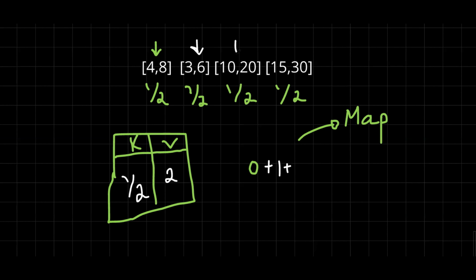Now we are currently at this position, which has the elements 10 and 20. So their ratio will be half again. So we will check whether half is present on the map or not. Yes, half is already present on the map.